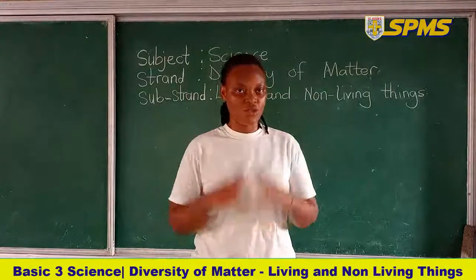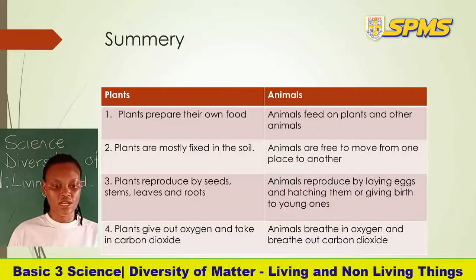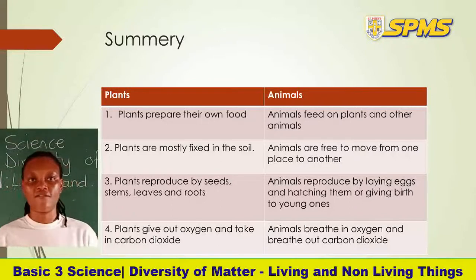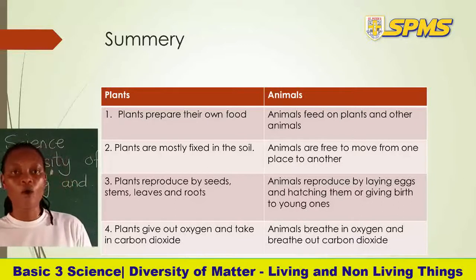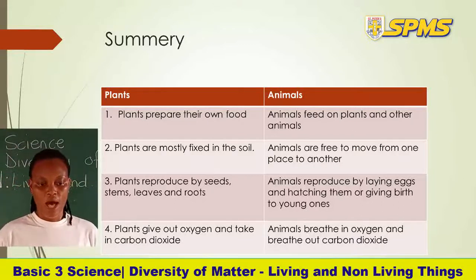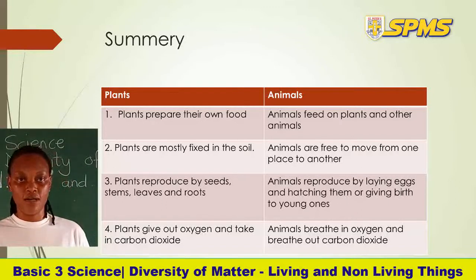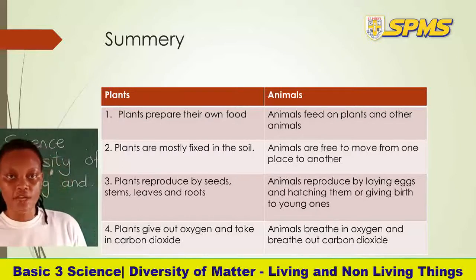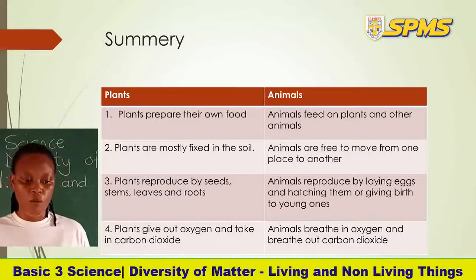So what have we learned today? In summary, let us look at the table on our screen. So we have plants and we have animals. The first one, plants prepare their own food, while animals feed on plants and other animals. Plants are mostly fixed in the soil, but animals are free to move from one place to another.